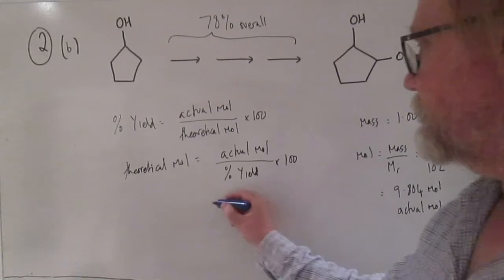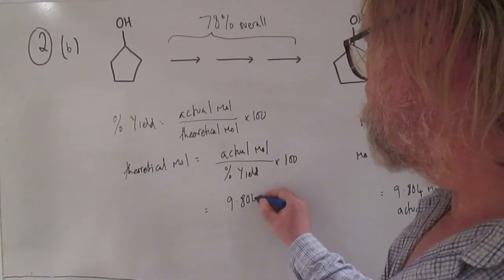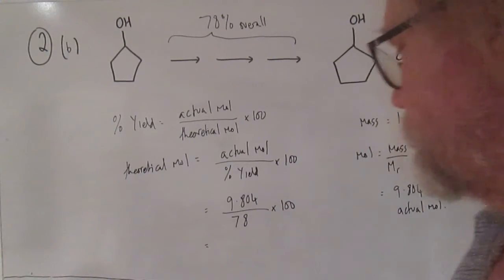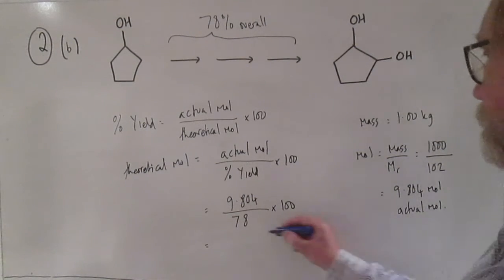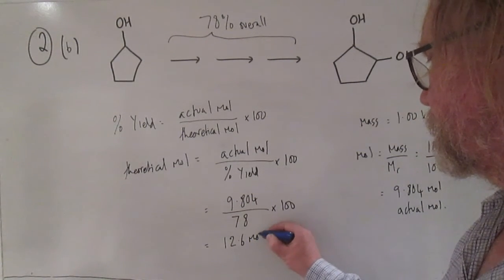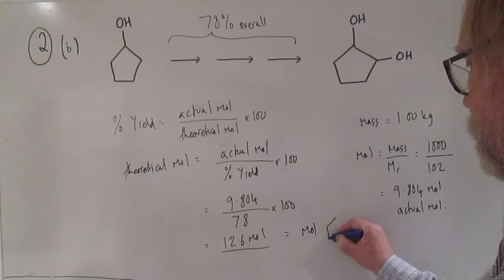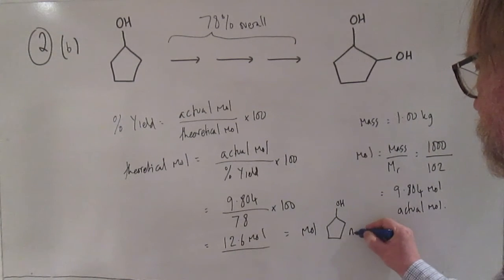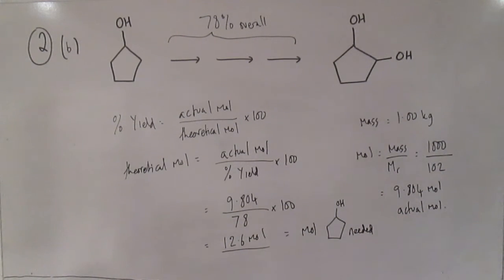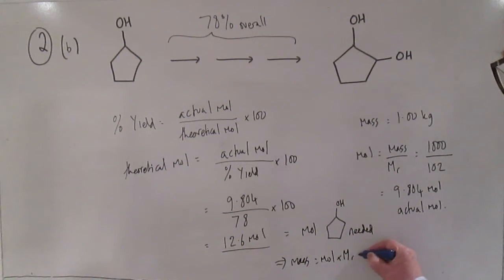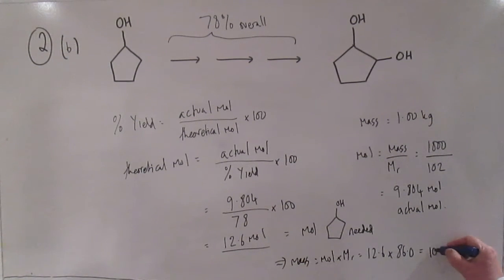So we can plug that number into here. Theoretical moles is 9.8 over 4 over 78, which is the yield times 100, and that comes to 12.6 moles is the theoretical yield. And as we say, that's equal to the moles of cyclopentanol needed. So then all we have to do is turn that into a mass. So moles times Mr, which is 12.6 times 86, is the Mr of that compound, and that comes to 1084 grams.